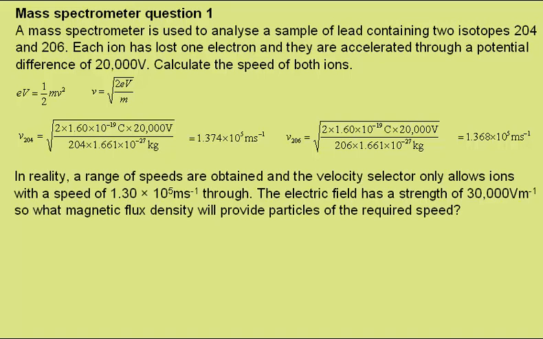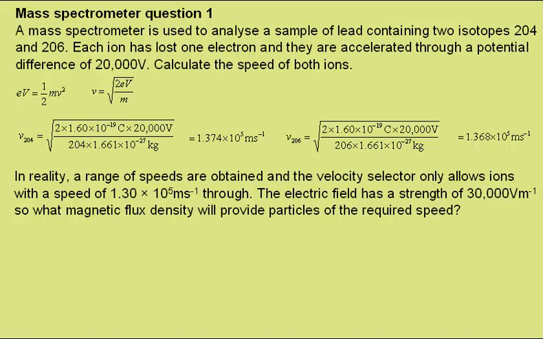In reality, a range of speeds are obtained, and the velocity selector only allows ions with a speed of 1.30 times 10 to the 5 meters per second through. The electric field has a strength of 30,000 volts per meter, so what magnetic flux density will provide particles of the required speed?